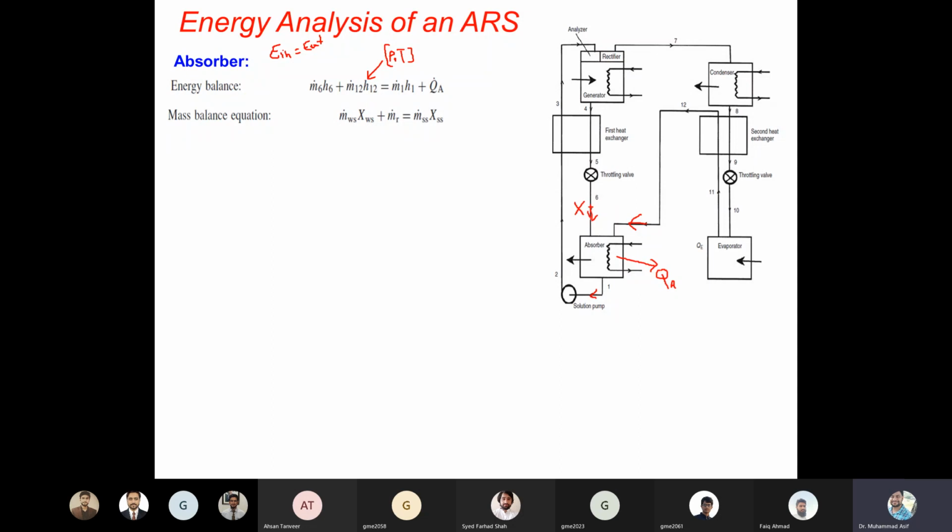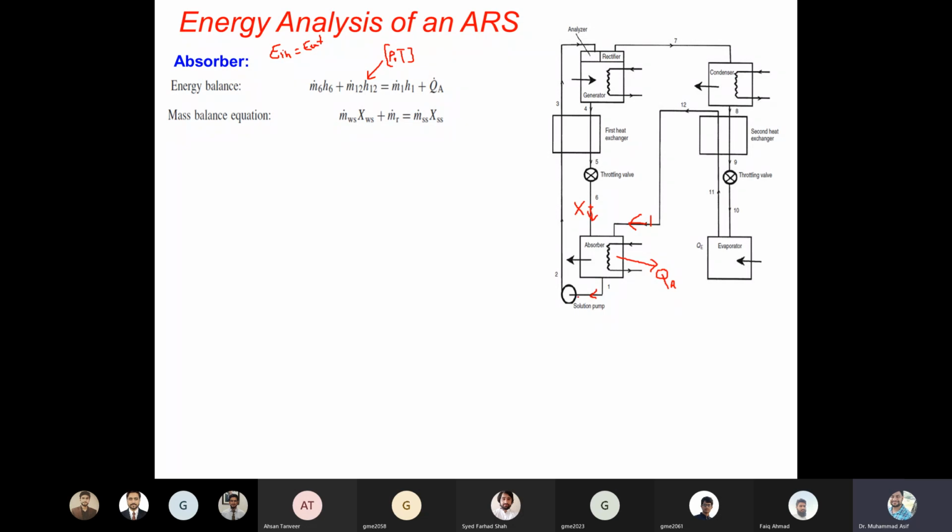So that will become the mass flow rate. Similarly here we have the refrigerant, because this is from the evaporator, the refrigerant is coming. Right? So refrigerant is coming. So mass of the refrigerant, MR, means the mass flow rate of the refrigerant. This is the mass of the weak solution.